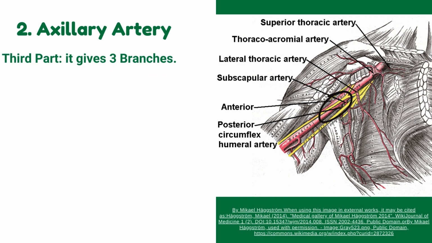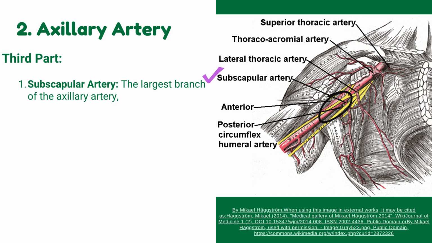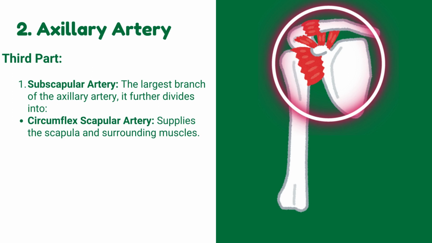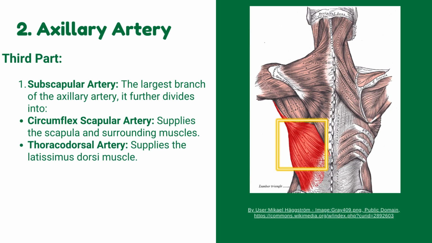Third part. Subscapular artery. It is the largest branch of the axillary artery. It further divides into circumflex scapular artery. It supplies the scapula and surrounding muscles. Thoracodorsal artery supplies the latissimus dorsi muscle.